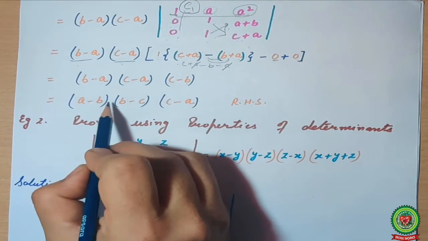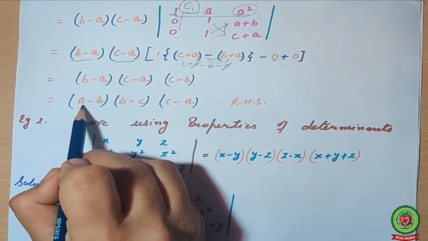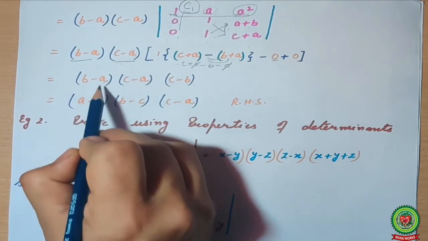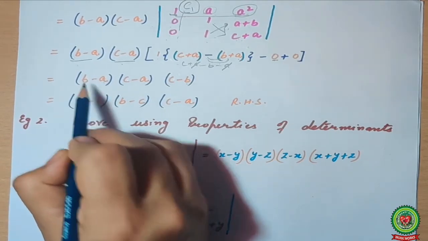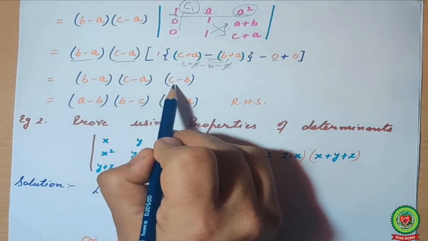Now we are having the condition b minus a. Now you have to prove that a minus b is there. So you will take a negative sign from this bracket. So it will become a minus b. Same, you want b minus c.